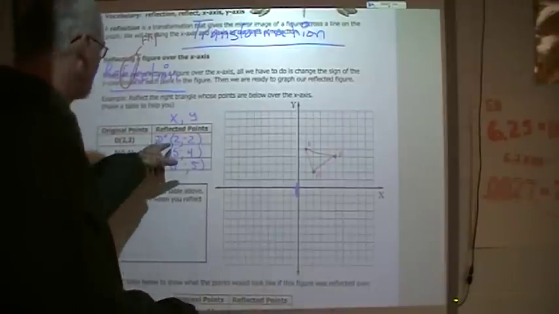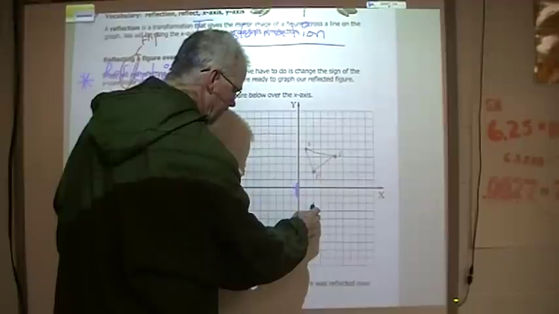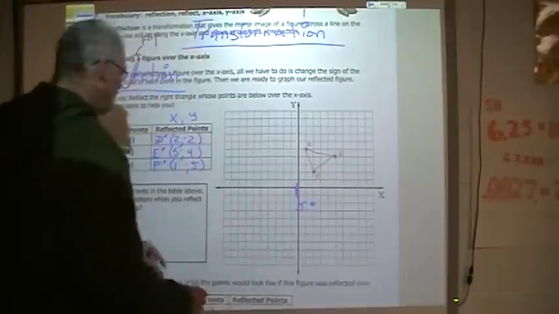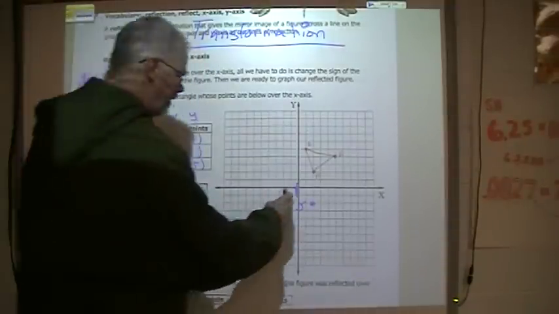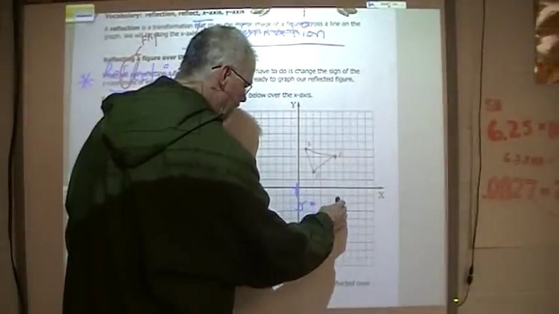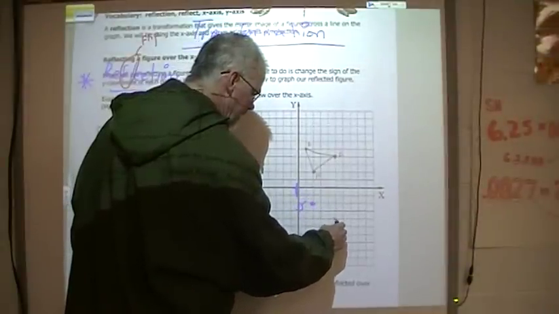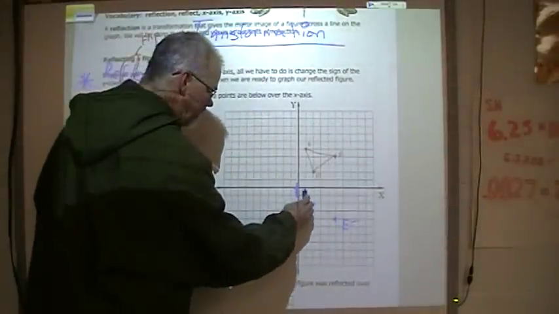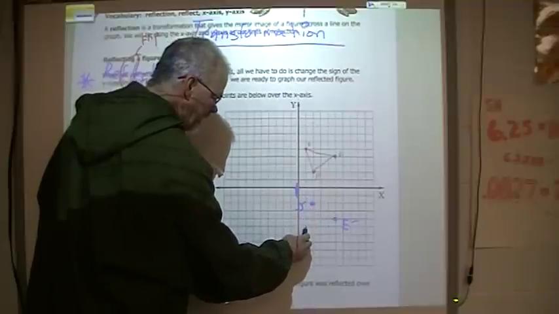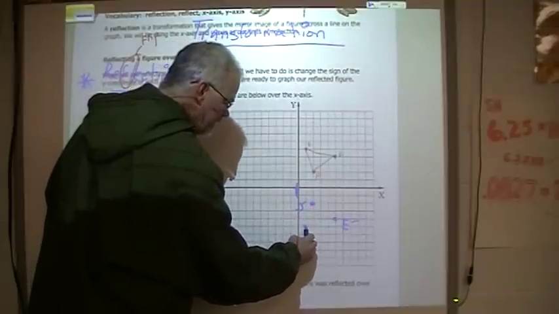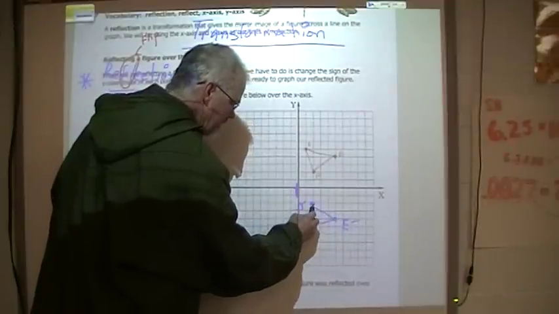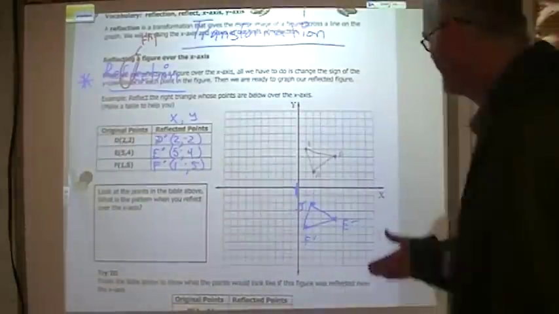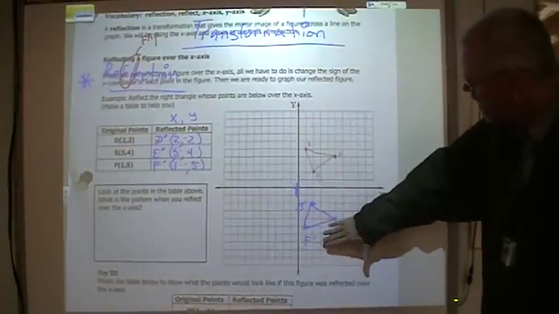Let's see if it works. The first point would be 2, negative 2. 1, 2. That would be D prime. The next one would be 5, negative 4. 1, 2, 3, 4, 5. 1, 2, 3, 4. And that is E prime. And our last one is 1, negative 5. 1, 1, 2, 3, 4, 5. Draw your line. Is F prime. And there we have reflected it. That's that same triangle, but we just flipped it over the x-axis.